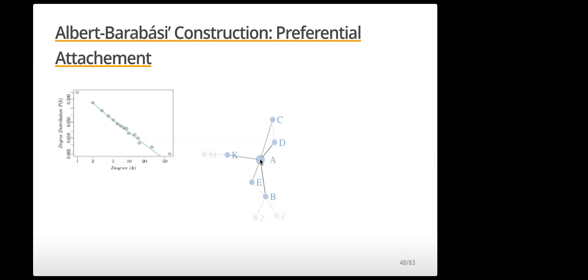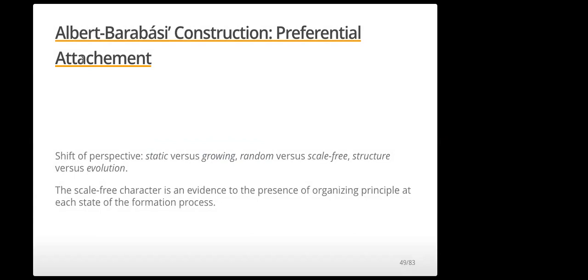And if you look at the degree distribution, you see that it's no longer a binomial, and it is exactly what's happening in real world networks: there are few nodes that have a lot of connections, which we call hubs, and a lot more which have different kinds of degrees. This shift of paradigm, static versus growing, random versus scale-free, and structure versus evolution, is what ignited what came next. This is what we call scale-freeness: nodes exist at all scales of degrees, and it's present at all stages of the formation process of a network.